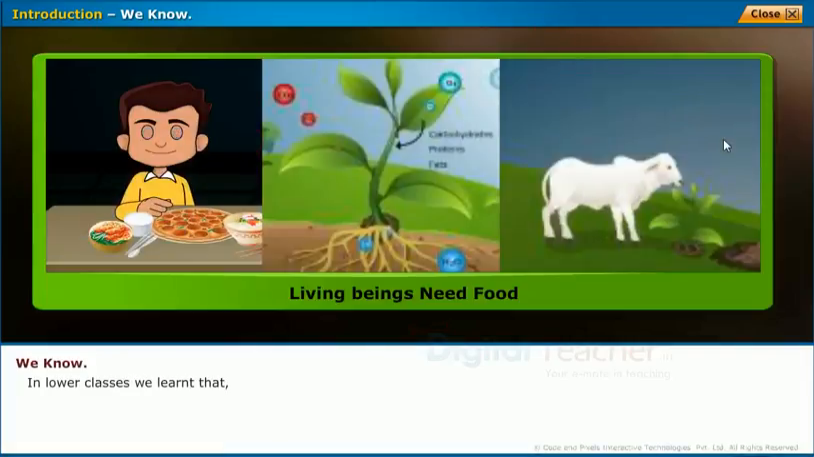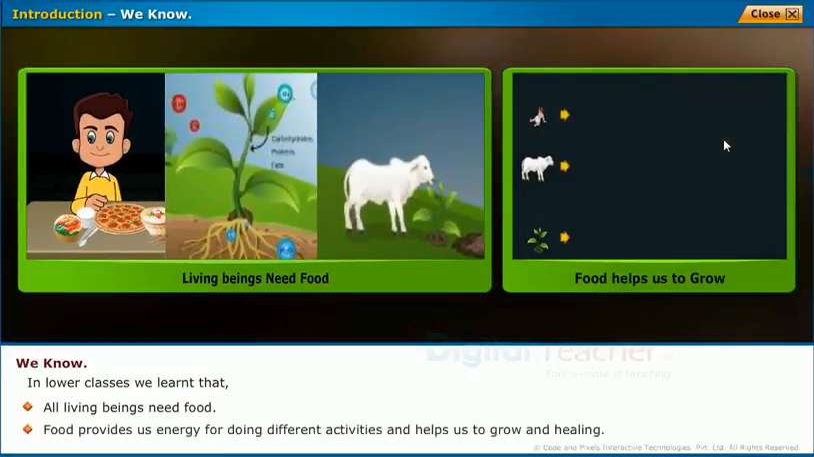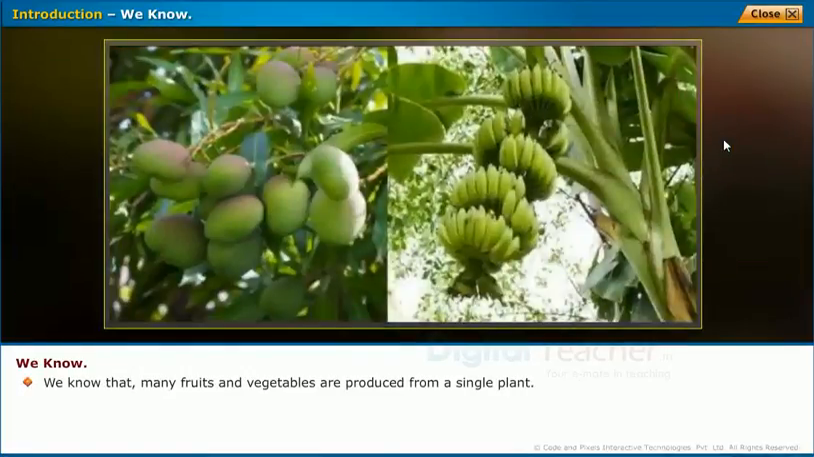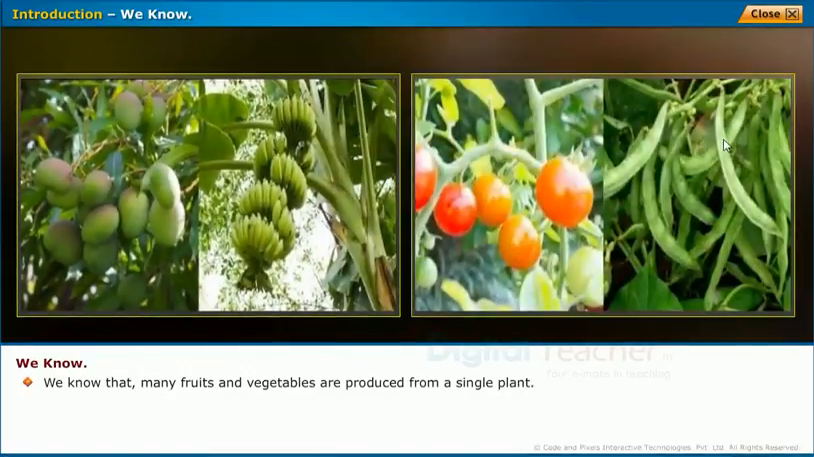In lower classes, we learned that all living beings need food. Food provides us energy for doing different activities and helps us to grow and heal. We know that many fruits and vegetables are produced from a single plant. The quantity of production differs from plant to plant.